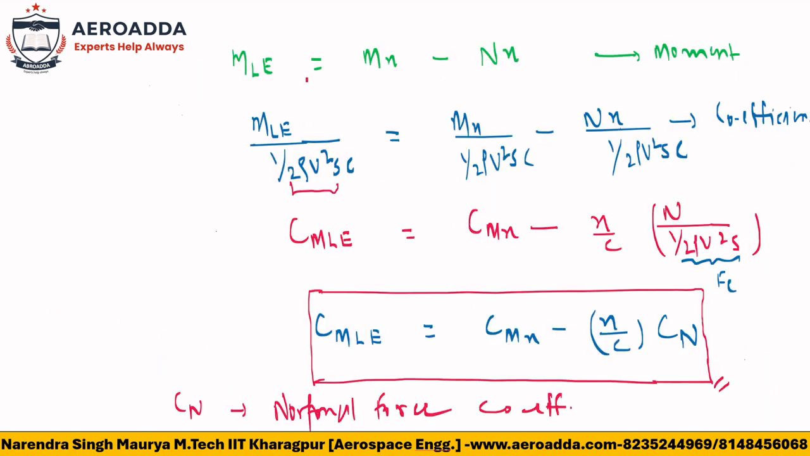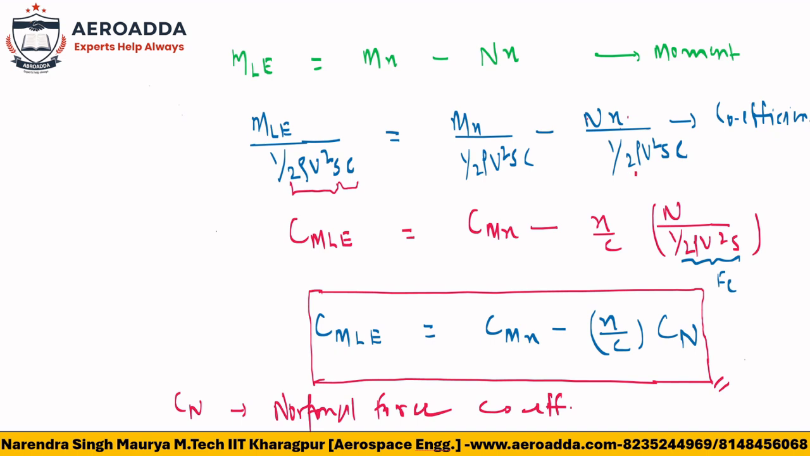If you want to write the moment coefficient now, this is the moment equation. Now if you want to write moment coefficient, you have to divide with the equivalent moment. What is the equivalent moment? Half rho v square SC. MLE divided by half rho v square SC becomes CMLE. MX, this is also moment, so MX divided by half rho v square SC becomes CMX. This X and this C you can take outside.